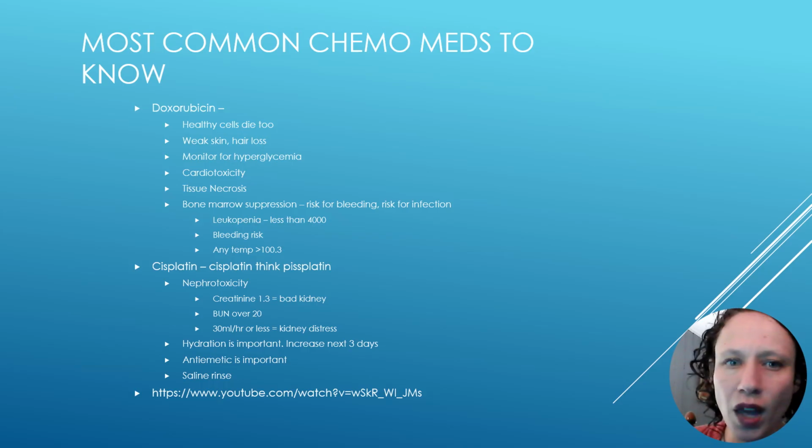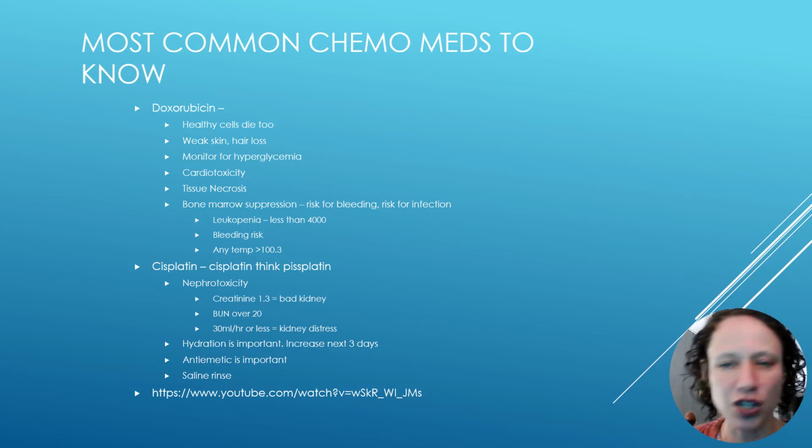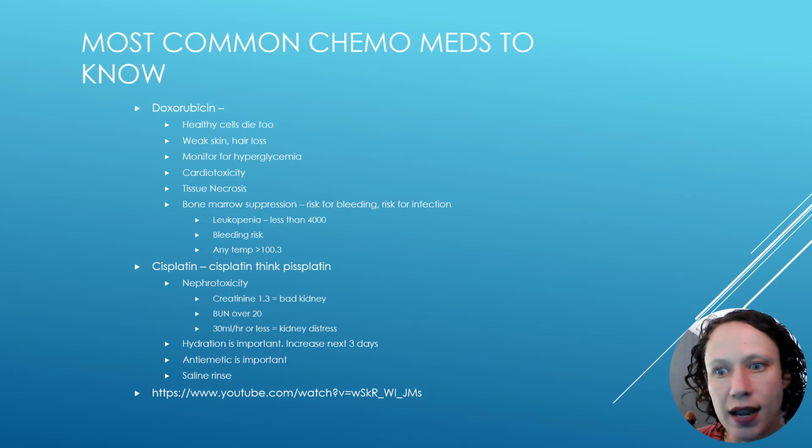So doxorubicin is your very classic chemo med because it kills everything, causes all the bad, right? The hair loss, the weak skin, hyperglycemia, tissue necrosis, bone marrow suppression, all the classic things that you should worry about. Also causes cardiotoxicity. I did find several questions related to cardiotoxicity in review books. So that's a good one to know because it stands out. And I think that's probably one of the reasons why NCLEX likes it.